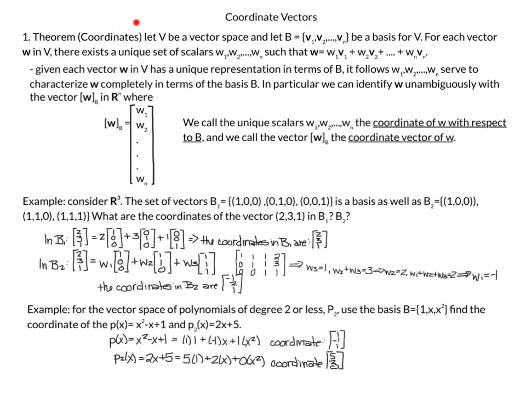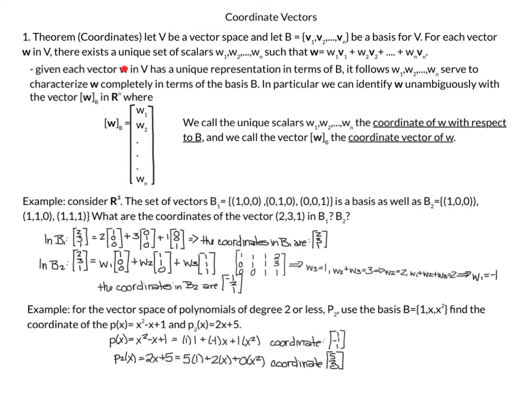Starting with our overview slide, this theorem, which gives us the definition of coordinates: let V be a vector space and let B be a set of vectors, which I denoted using bold, so v1, v2, up to vn is a set of vectors that is a basis for V. So for each vector w in V, there exists a unique set of scalars, w1, w2, up to wn, the same number as basis vectors, such that w is a linear combination of our basis vectors with w1, w2, up to wn as our scalars. And remember, we're saying this is a unique set of scalars.